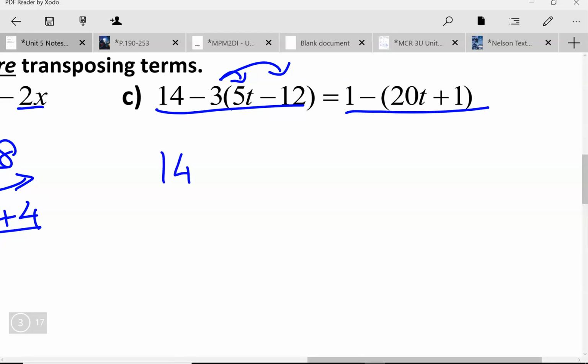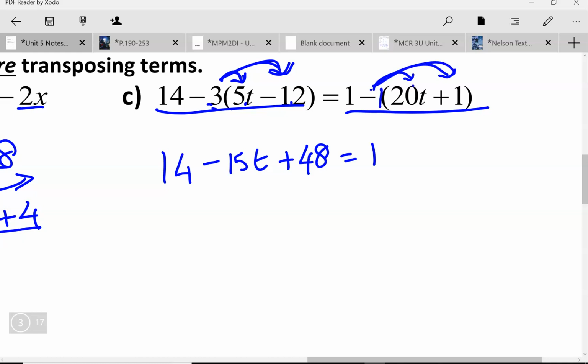Here we can just say 14 minus, again, distributive property, open up the bracket, negative 3 times 5t is negative 15t, negative 3 times negative 12 is positive 48, equals 1. Again, remember here that this negative means both of these terms change their sign. I'm doing negative 1 times this and negative 1 times that. So 1 minus 20t minus 1 is what my right side is going to simplify to. So 14 plus 48 is 62 minus 15t equals 1 minus 20t minus 1.